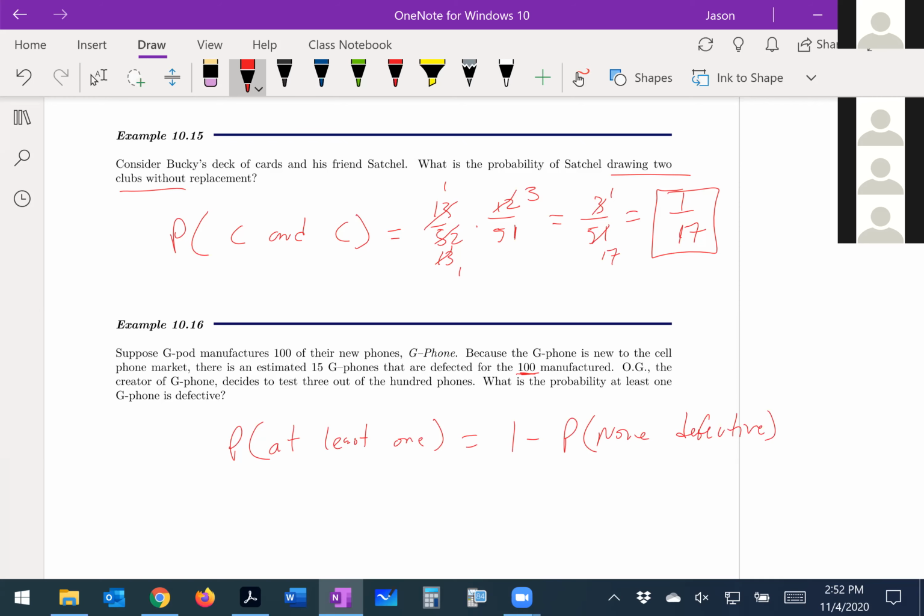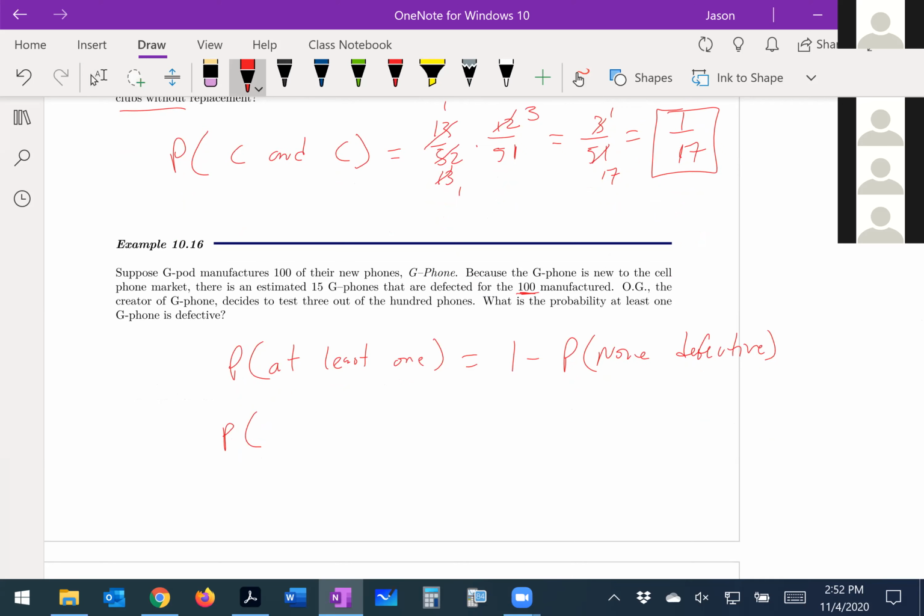Okay, none are defective. Well, what's the probability of 1 being defective? Isn't it 15 out of 100? Right. So every 15 out of 100 are defective for every 100. Okay, so I could reduce this. I could divide both top and bottom by 5. And this would be 3 over 20. So the probability that one of them is defective is 3 out of 20.